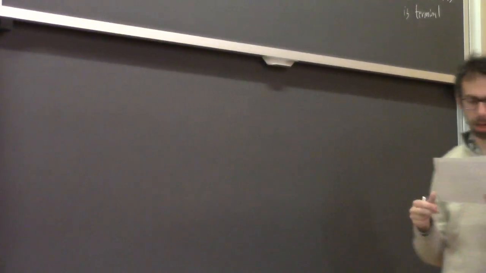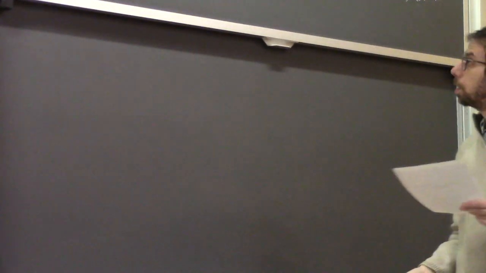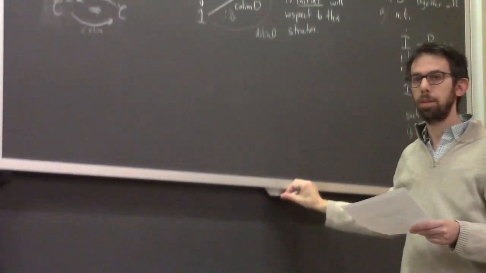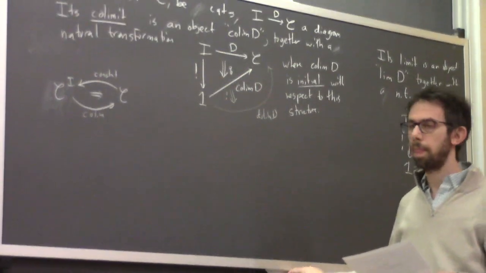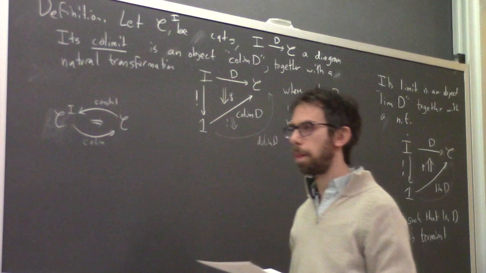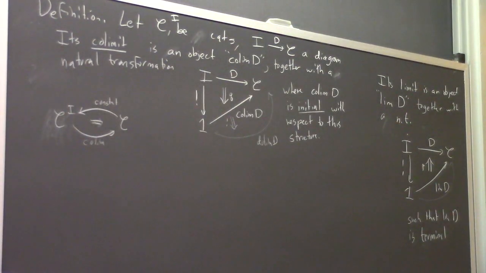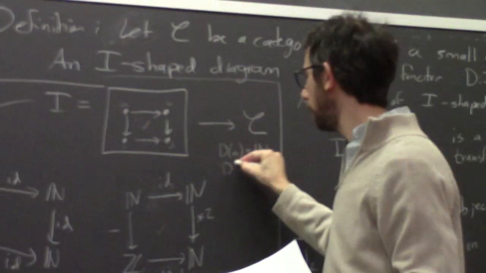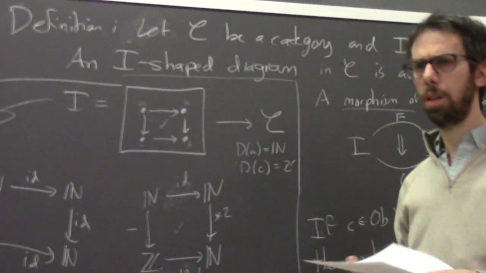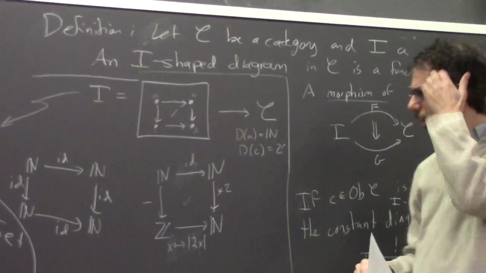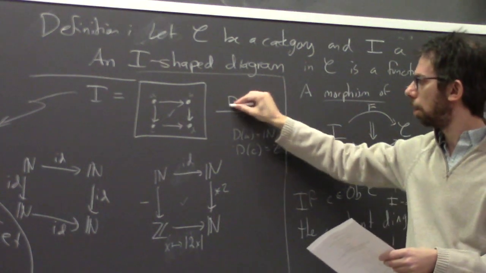Okay, so any questions on that? Is it possible in D that the objects in the diagram are not necessarily the same object? So for example, here we have like N, Z, N. Could that be a D? Yes. So here, let's say I has 4 objects, A, B, C, D. Then D of A is the naturals, and D of C is the integers. Does that help?